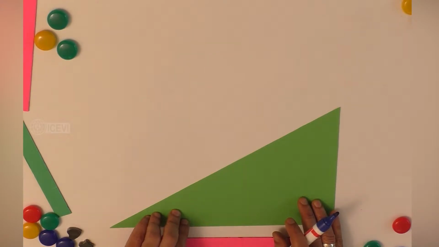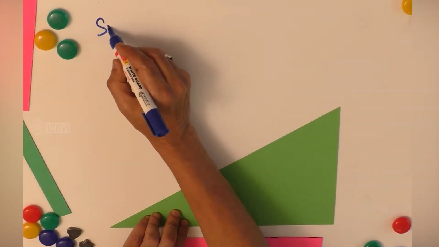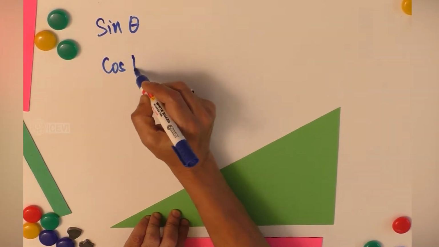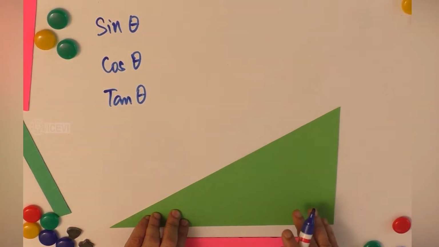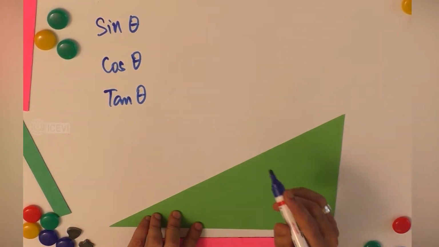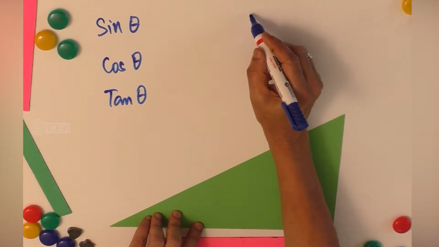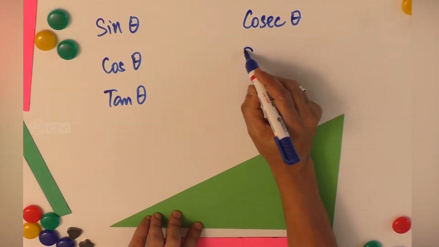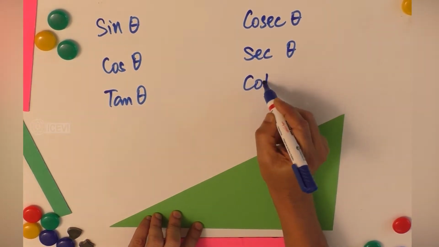This is a continuation of the first part, wherein we discussed sin theta, cos theta and tan theta. So in this video, let us find out the value of cosecant theta, secant theta and cotangent theta.